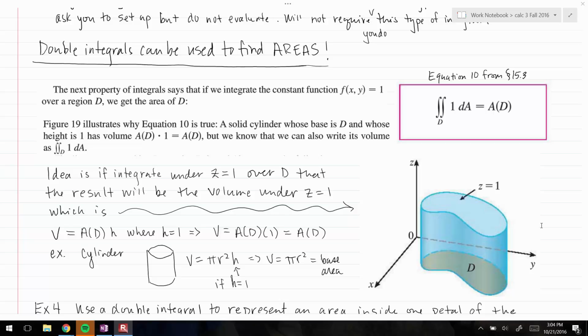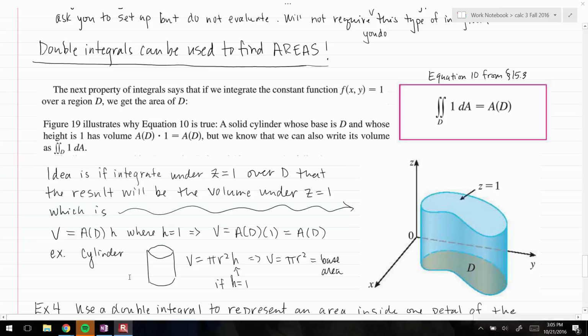Something I skipped from 15.3 and am coming to now, when we need it, is equation 10. What this says in this red box is that we have a double integral over the domain of 1, which would correspond to the plane z equals 1. If we do that integral, it seems kind of trivial, but what you would get is the area of the domain. So let's talk about why that would be the case.